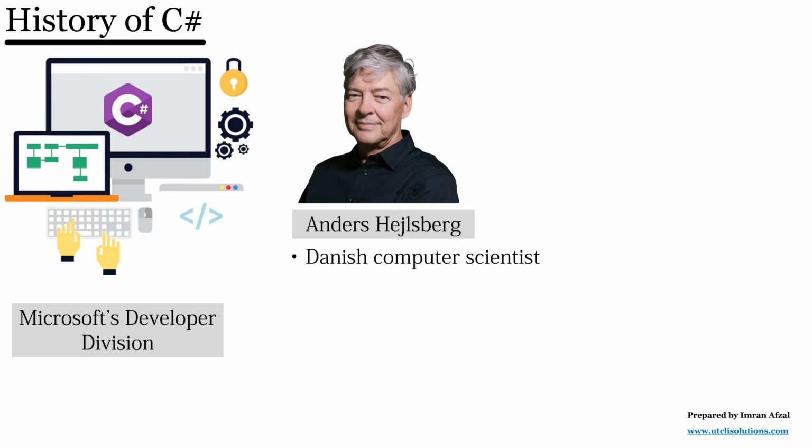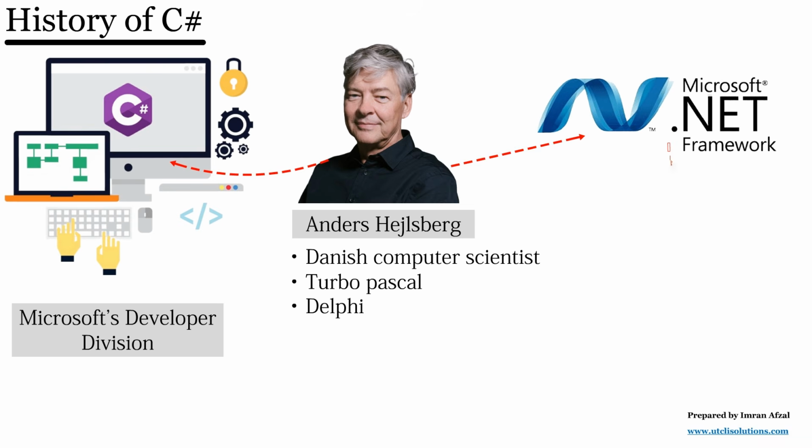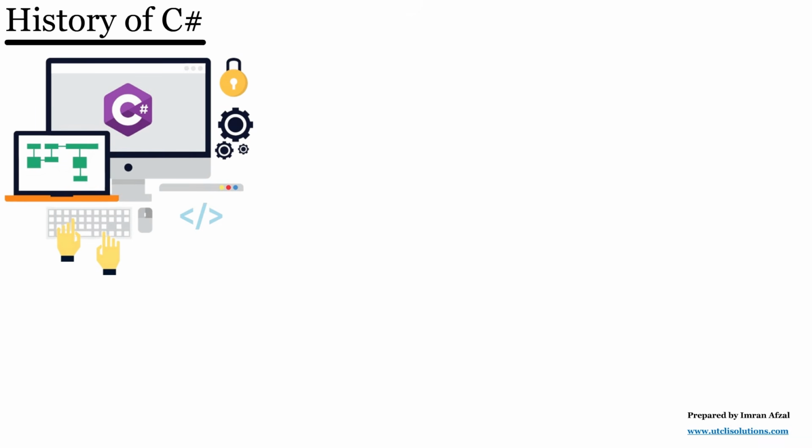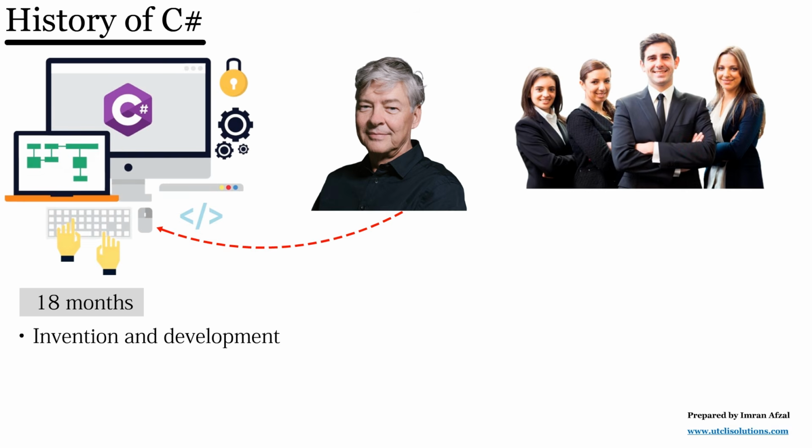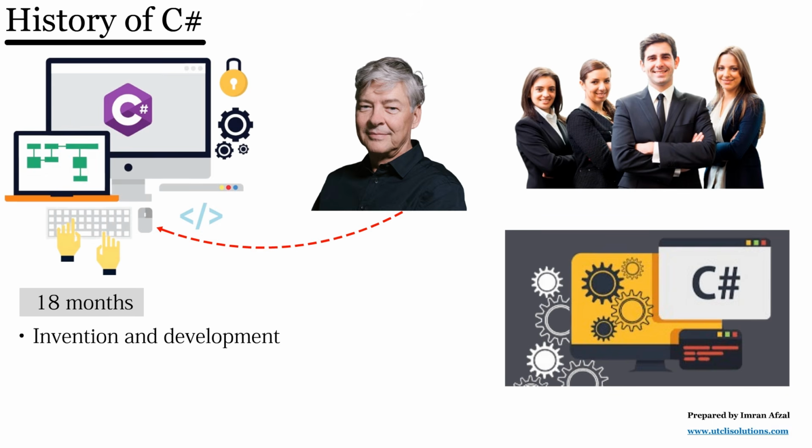computer scientist known for his work on Turbo Pascal and Delphi. They created C Sharp while also making the .NET framework, which helps build and run programs on Windows. The initial development of C Sharp took approximately 18 months. Anders Hejlsberg played a central role in the invention and development of C Sharp. He, along with his team at Microsoft, worked tirelessly to design and refine the language.